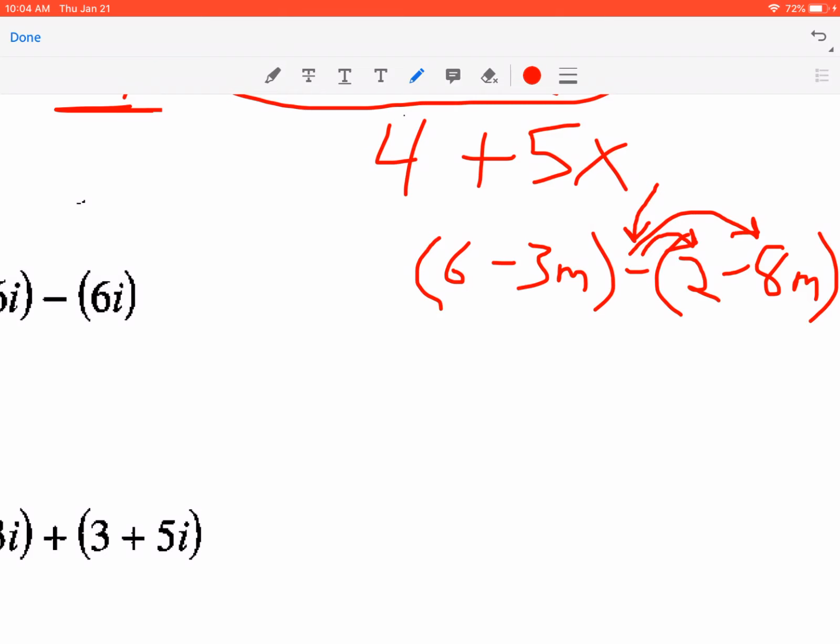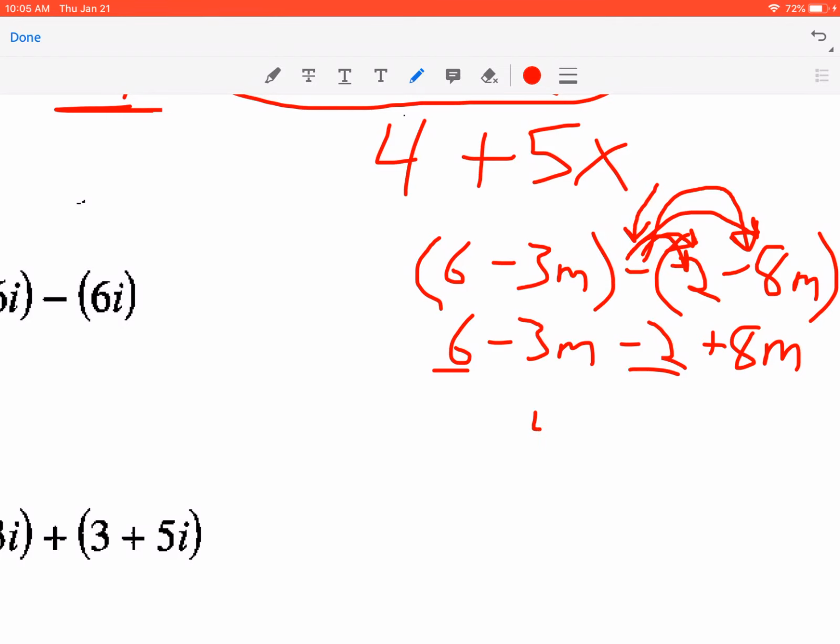So nothing changes with the 6 minus 3m. You really don't even need parentheses on this. But when I distribute the minus sign to the 2, that's minus 2. When I distribute the negative to the negative 8m, that's like a negative times a negative, that's plus 8m. Now we can clean it up. I see a 6 and a minus 2, that should be 4. I see a negative 3m and a positive 8m, and this goes back to what you did last year. So it's a positive 8 and a minus 3, that should be plus 5m. That's the best you can do.